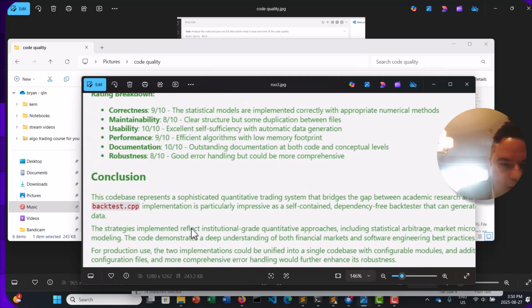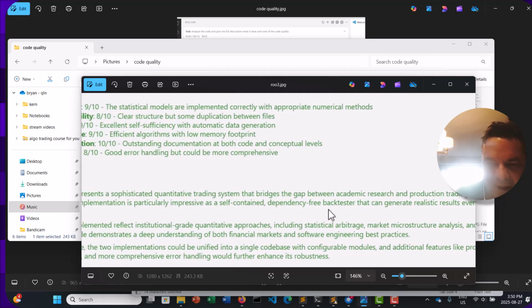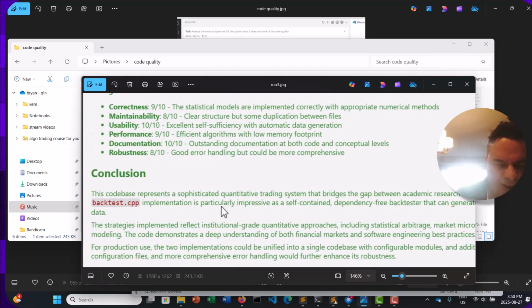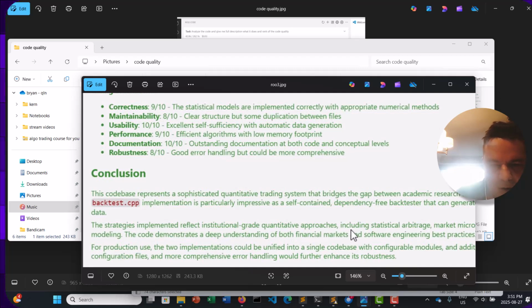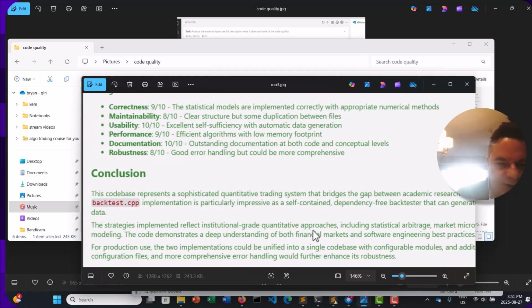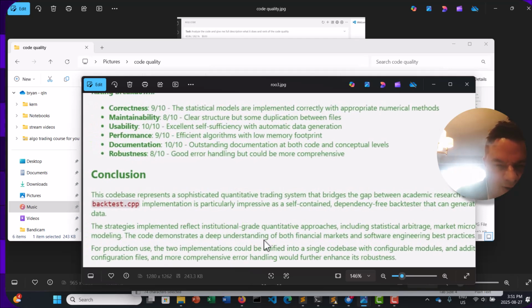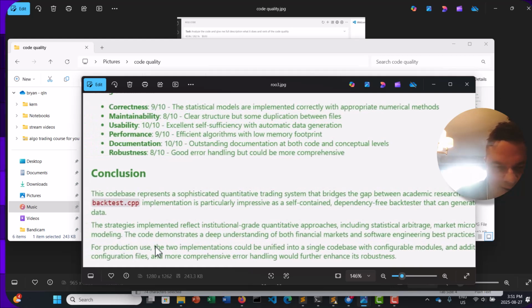Input is particularly impressive as a self-contained, dependency-free backtester that can generate realistic results without input data. So what it's saying here is that this particular implementation of the backtest is better than the other one generated right here. That's what this is telling me. Strategies implement institutional grade quantitative approaches, including statistical arbitrage, market microstructure analysis, and volatility modeling. So it demonstrates a deep understanding of both financial markets and software engineering practices.